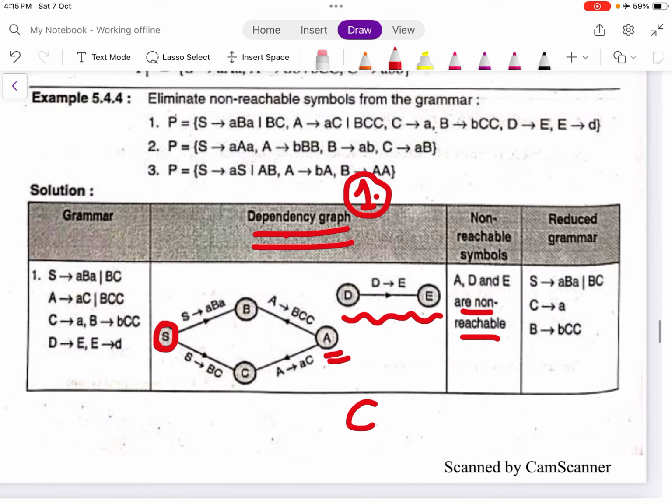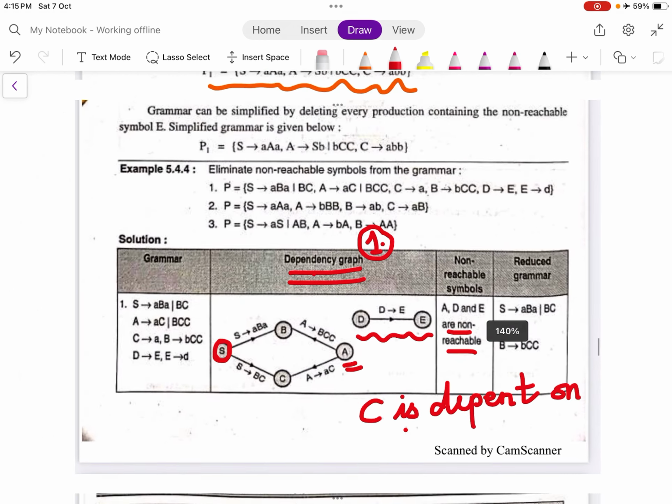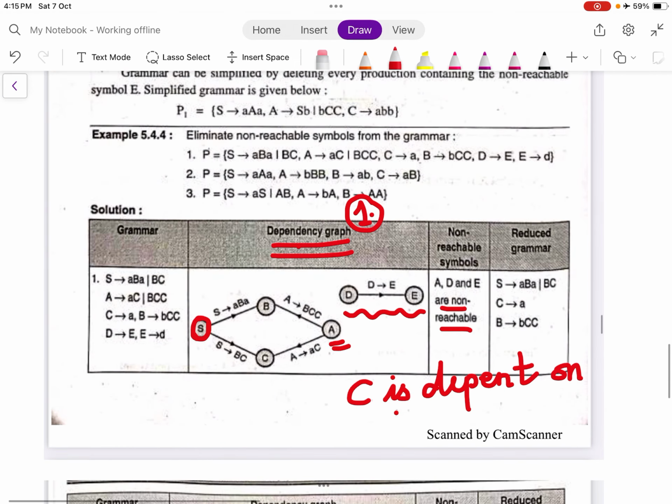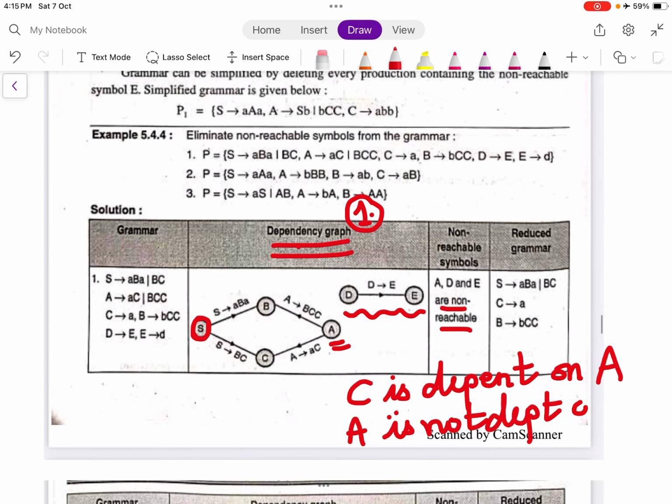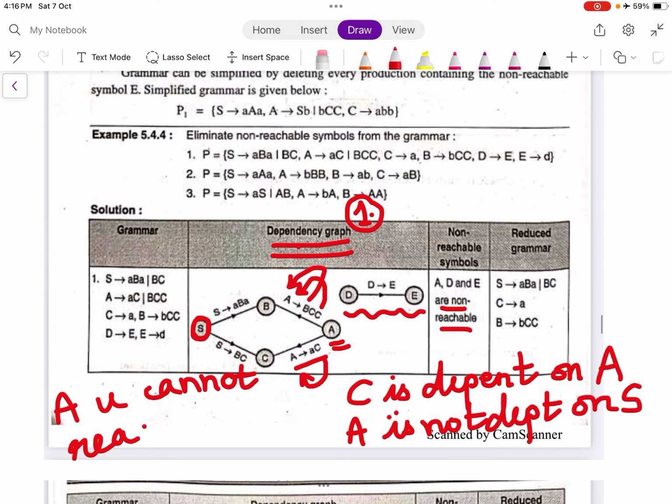Why? Because C is dependent on A, but A is not dependent on S. So here we can see C is dependent on A, B is also dependent on A, but A is not dependent on S. So with the help of A, you cannot reach S. So we say that A is not reachable.